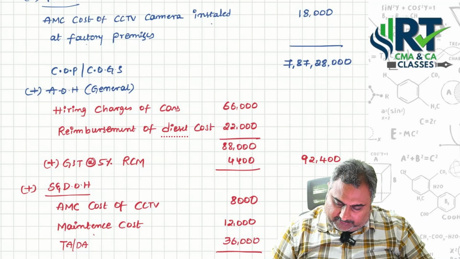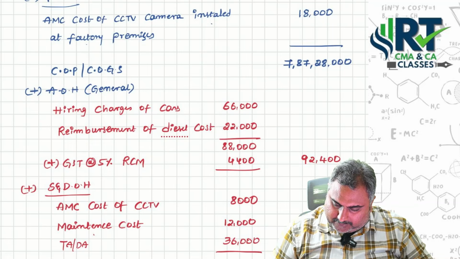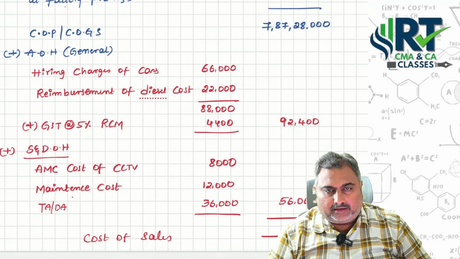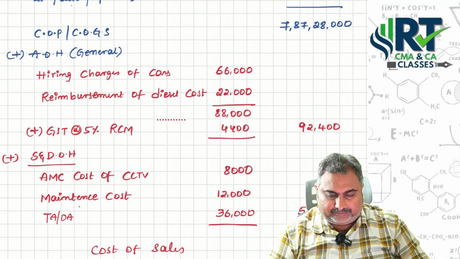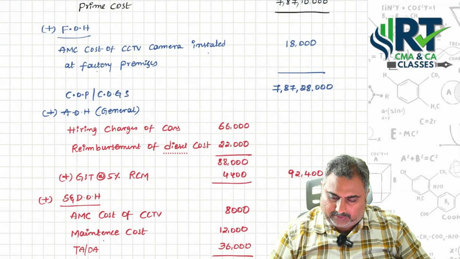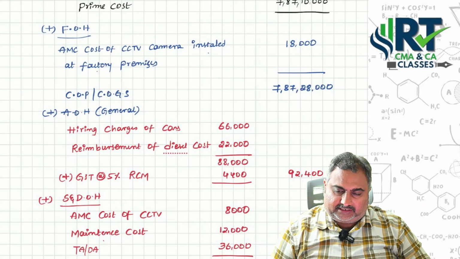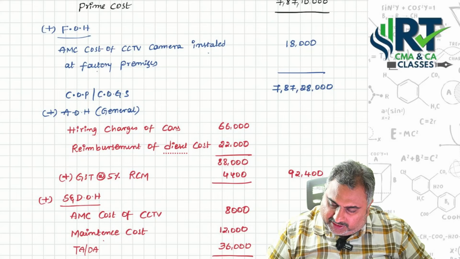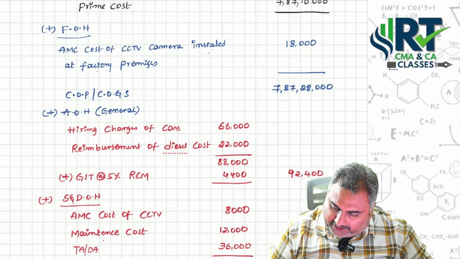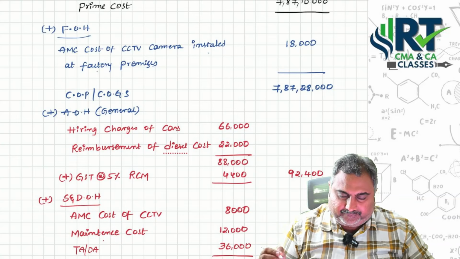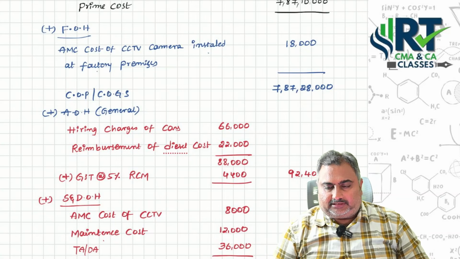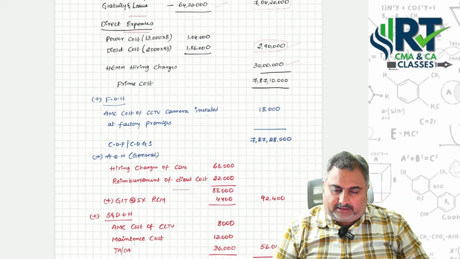So after adding this we are getting cost of sales. What are we getting? Cost of sales. How much? 7 crore 87 lakh 28,000 plus 92,400 plus 56,000, combined 7 crore 88 lakh 76,400. I hope you understand how to calculate the concerned things.